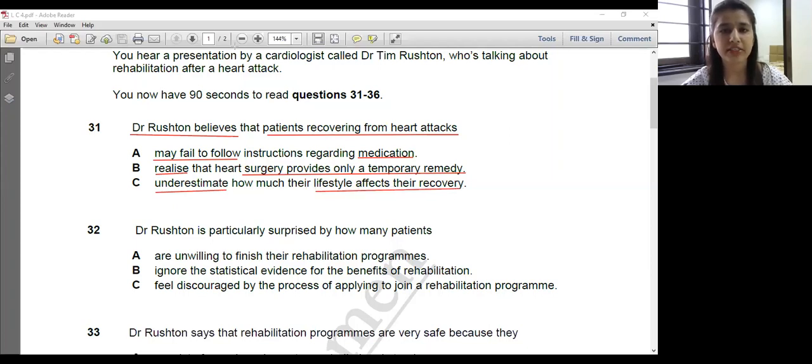Which means if I try to simplify this, A would mean that they have poor compliance to the medication. This is what I do. I try to simplify. If I don't write it, that's fine, but I would try to make a mental note of simplification. Second one says that they acknowledge the fact, so there's no simplification here for B as such. And for C, it means they don't fully understand, right?